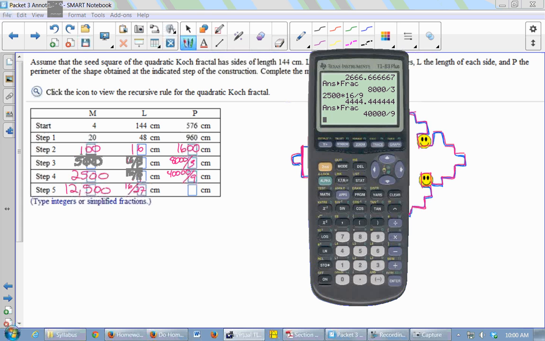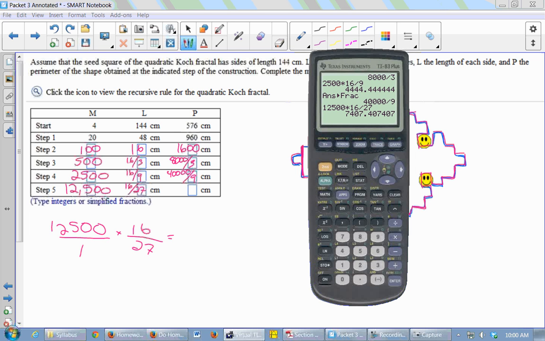And then the last one, 12,500 times 16/27. It gives me a decimal. My math lab doesn't want decimals, it wants fractions, right? So pretty much all of you have a calculator that can change a decimal to a fraction. If you don't, this is a little bit more work for you. You just would do it by hand like you did back in the day, and you'd multiply the tops and multiply the bottoms.